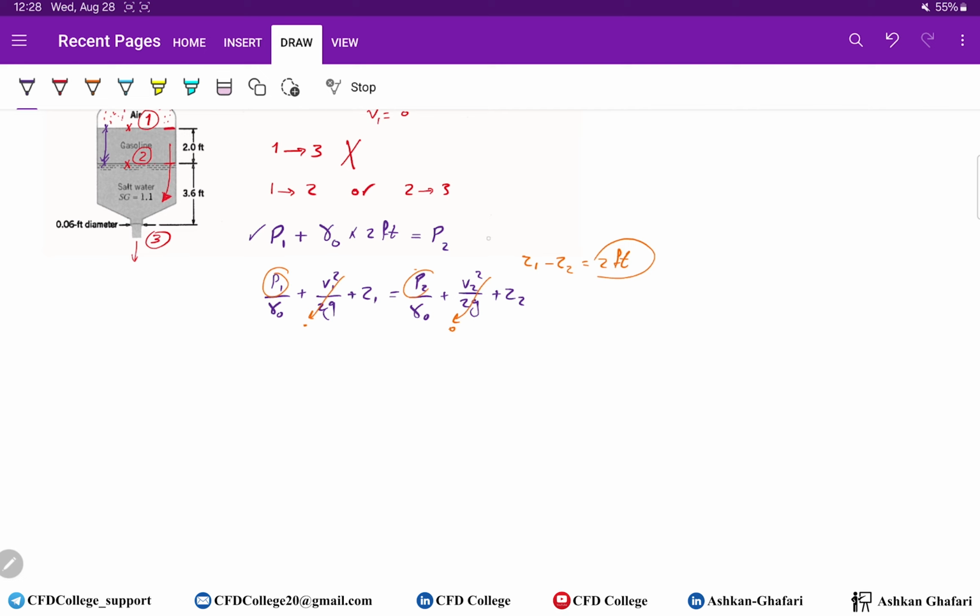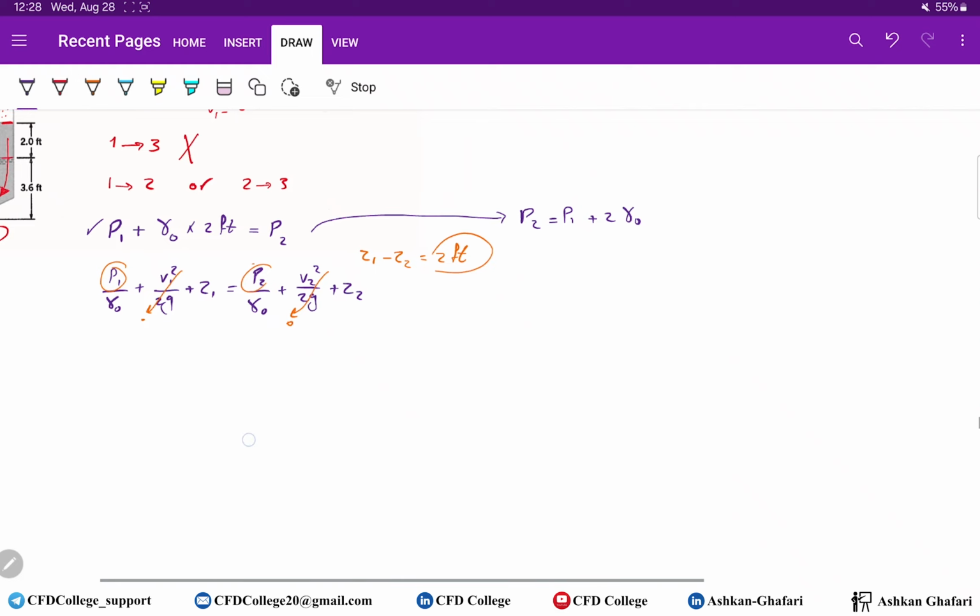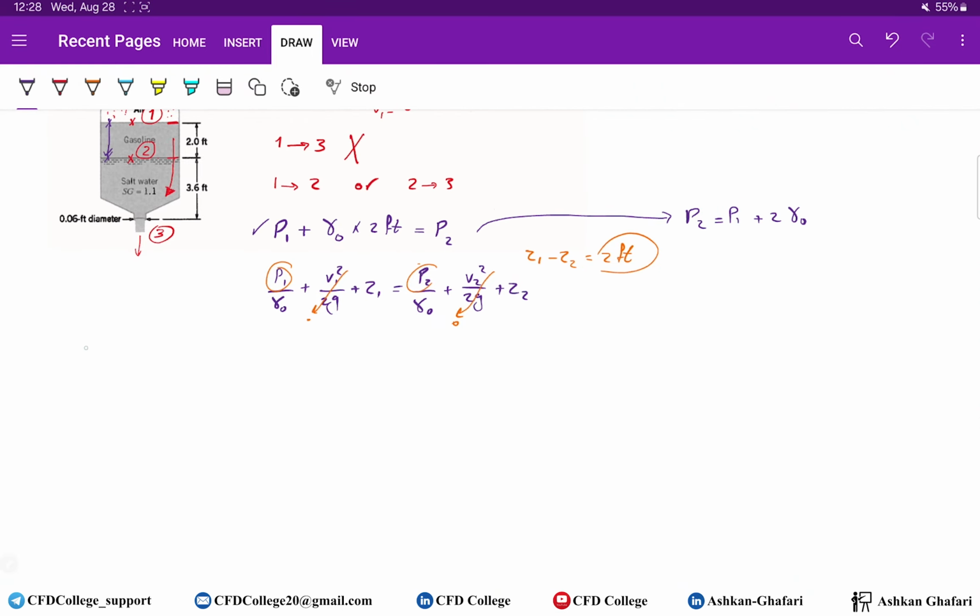Okay, now we know the pressure at point 2. P2 equals P1 plus 2 gamma of gasoline. Okay, now we should write down the Bernoulli equation between point 2 and 3. P2 over gamma, here the gamma is gamma of water, plus V2 square over 2G plus Z2 equals P3 over gamma plus V3 square over 2G plus Z3.